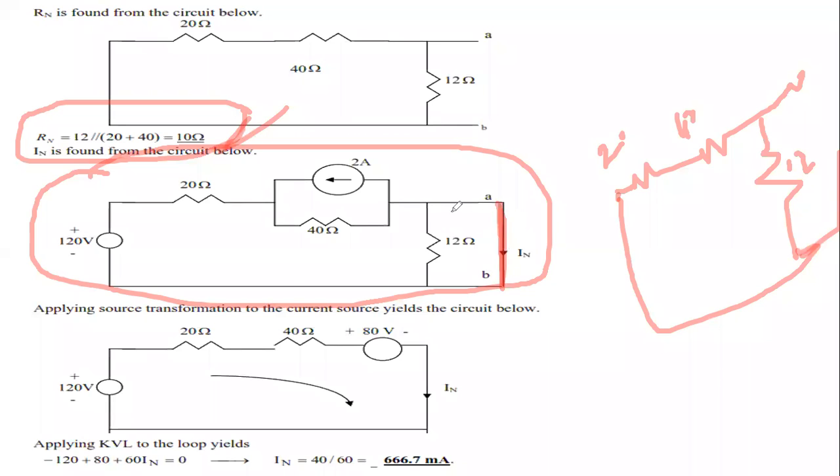As the terminals are shorted, this 12 ohm resistance will not be playing any role, because current always follows a low resistance path. So current will flow like this, and it will not go into the 12 ohm resistor. So you can remove it. If you remove it, you will have the case like this in the next diagram.